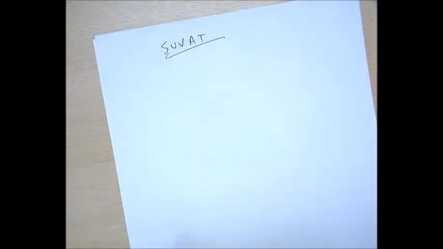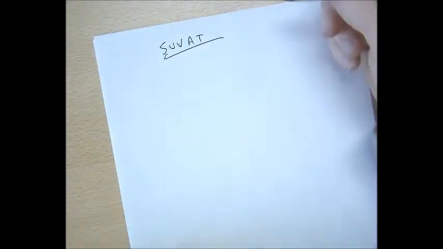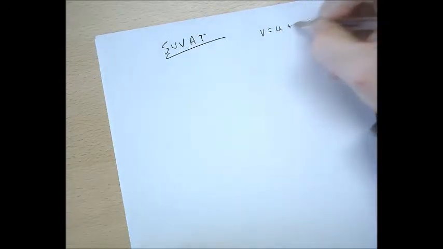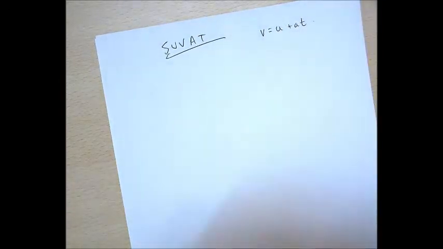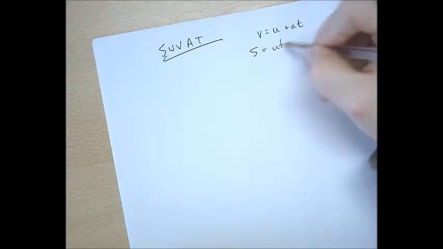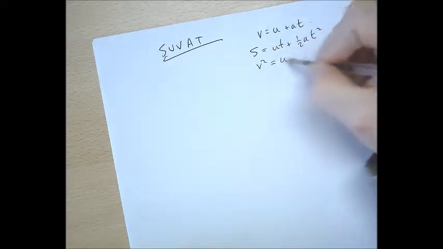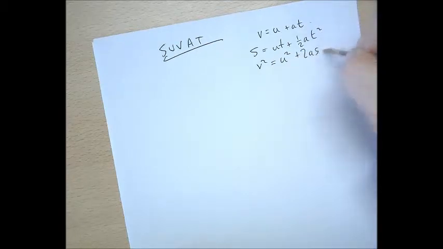Okay, right. So basically, the reason why it's called SUVAT is because you've got 4 formulas that all mention those 5 letters. The first one we had was V equals U plus AT. We also had S equals UT plus half AT squared. We had V squared equals U squared plus 2AS.